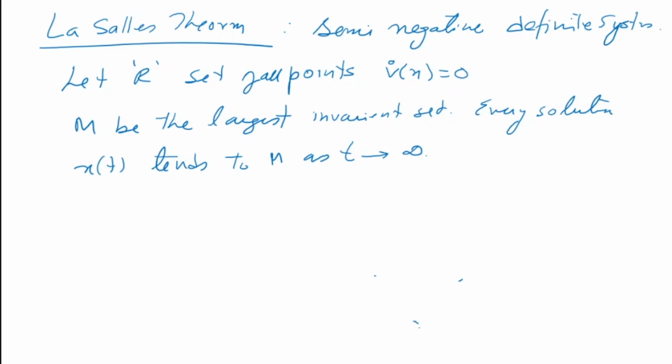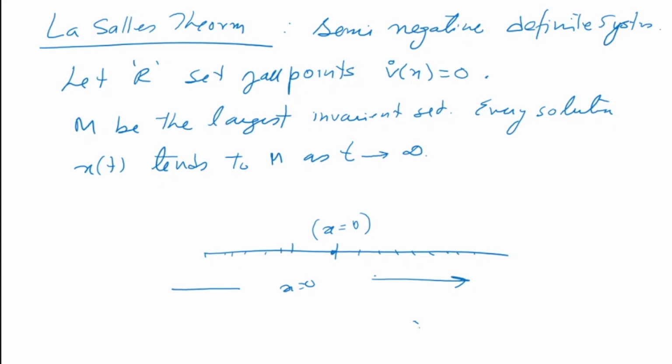So the LaSalle theorem says that for semi-negative definite systems in which V dot x is equal to 0, let R be the set of all points at which V dot x is equal to 0. In the case of the spring mass damper system, this is my 0, x is equal to 0. From this side it is going to infinity, and from the other side it can also go to infinity. A very large number of points are there. So this is the set of points R. Now let M be the largest invariant set, such that every solution x tends to M as t goes to infinity. This is my equilibrium point, x is equal to 0, and this is the largest invariant set of the equilibrium point.